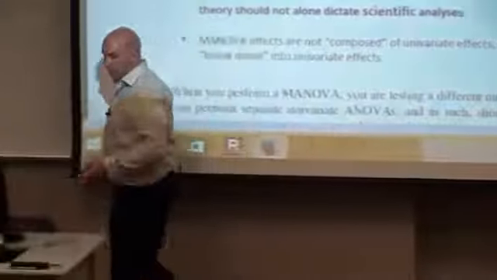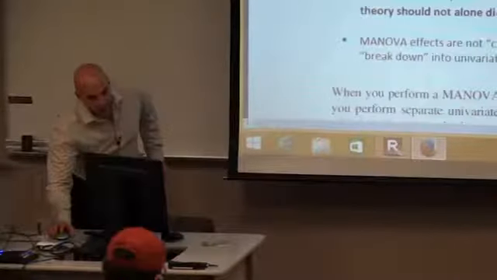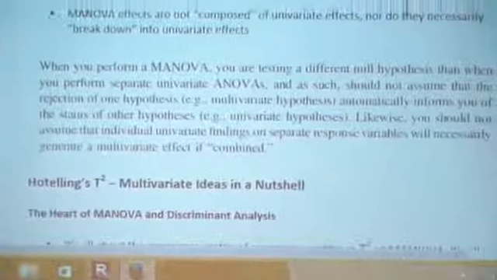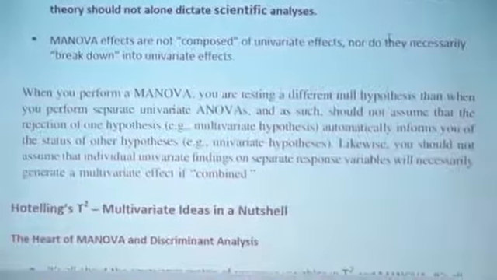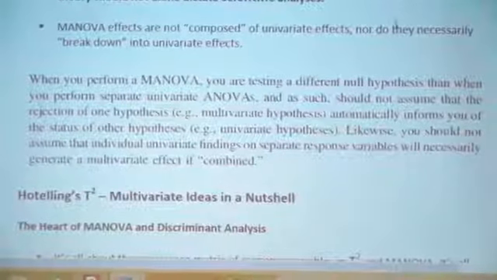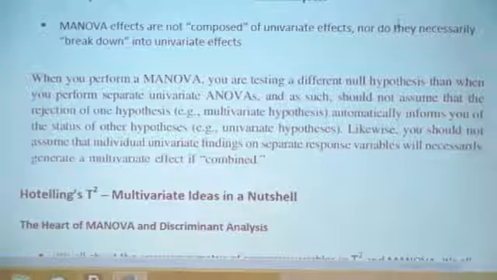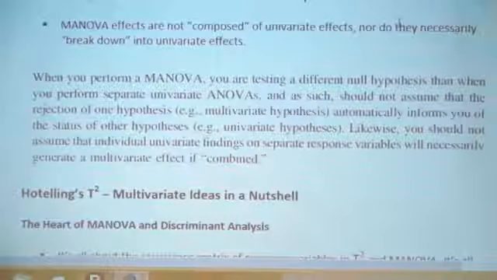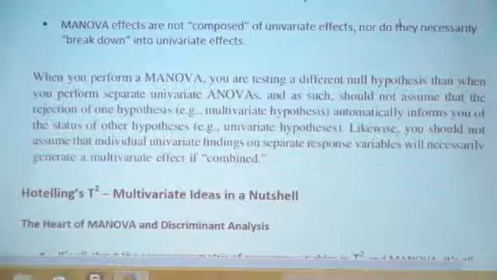I think that's important. We can say that when you perform a MANOVA, you're testing a different null hypothesis than when you perform separate univariate ANOVAs. And you should not assume that the rejection of one hypothesis, the multivariate hypothesis, automatically informs you of the status of other hypotheses, the univariate hypotheses.